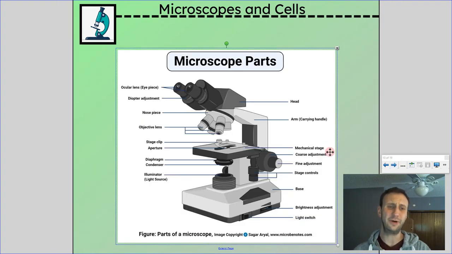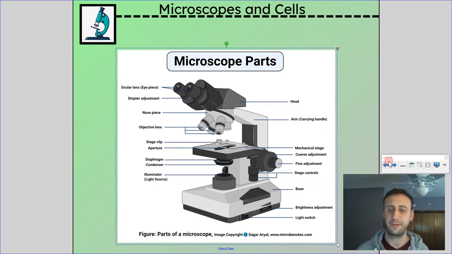Here's a bit of a fancier one. It shows you a few more things. You've got a different kind of stage clip. In order to move things around, you can use stage controls and it will move the slide forward, backward, side to side. I have an iris diaphragm again and a condenser lens. You can sometimes put filters into that diaphragm to get different images, like a polarizing filter. Got our nose piece, eyepiece again. Diopter adjustment would just be for a two lens one like we have here where both eyes go in. So just a different type of microscope, right?